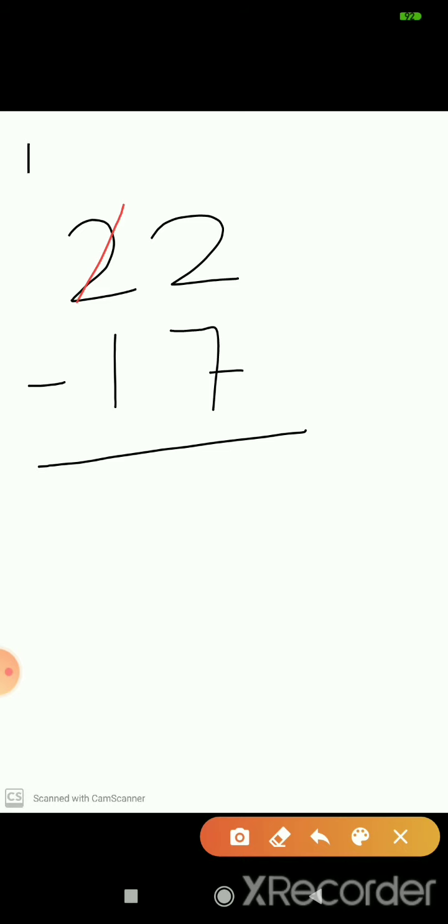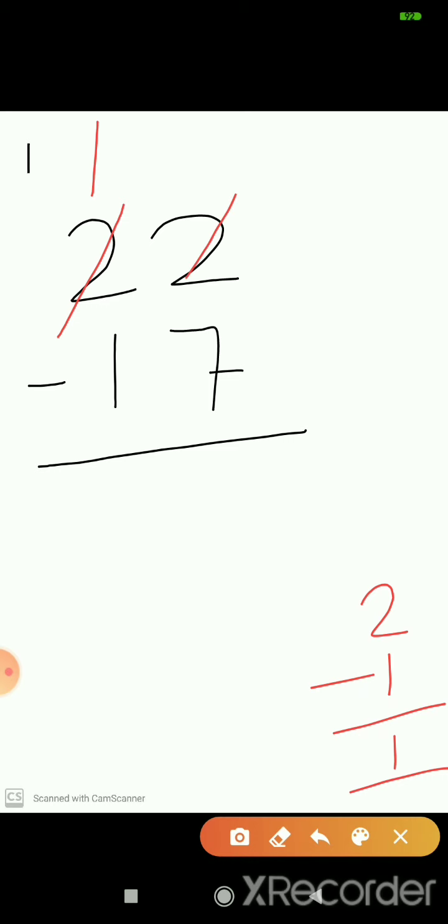So from here we will borrow 1. What we will borrow, students? 1. So if we subtract 1 from 2, what is the answer? 2 minus 1 is 1. So here we will write 1. What we will write, students?